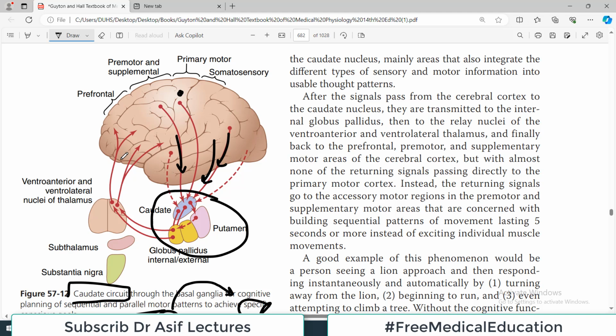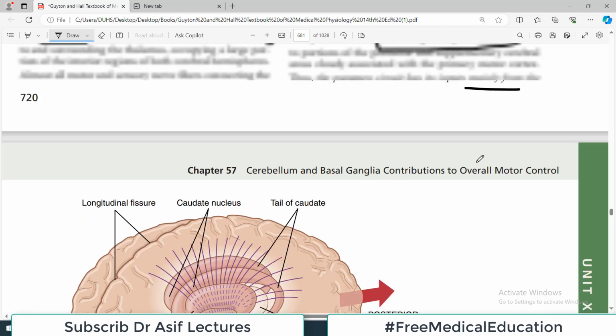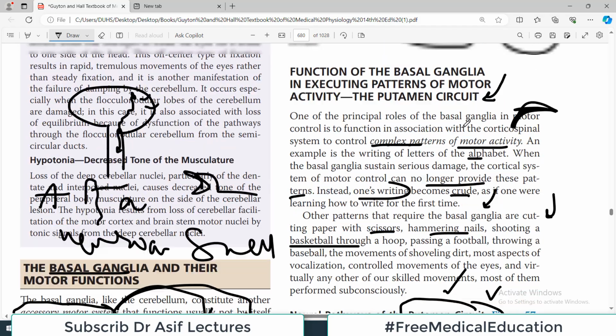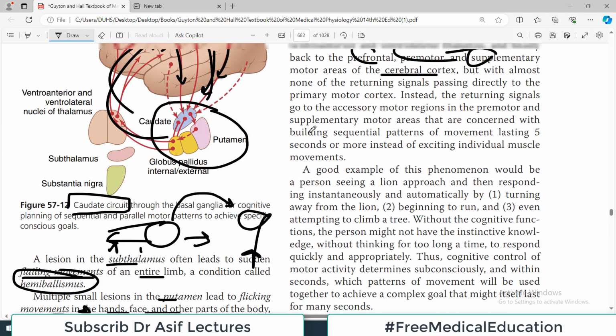And then the output is not going to the primary motor area, it is going to other parts of the brain. Okay, so that's the output. That's the difference. So signals initiate in different areas of the brain, primarily in the primary motor cortex area. From the cerebral cortex, they pass to the caudate nucleus and then to the globus pallidus. Then they go to the thalamus and finally go back to the prefrontal, premotor, and supplementary motor areas of the cortex. So input and then output. So these two circuits of the basal ganglia, one the putamen circuit and the other the caudate circuit, have different input and different output, and therefore they are important for different types of movements.